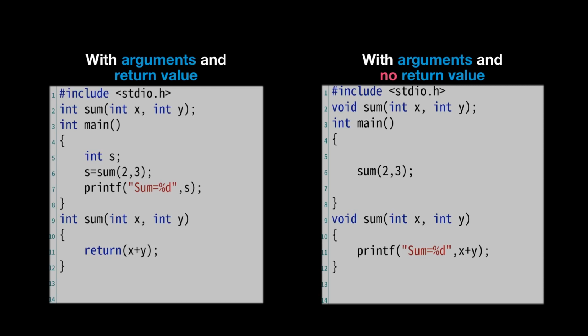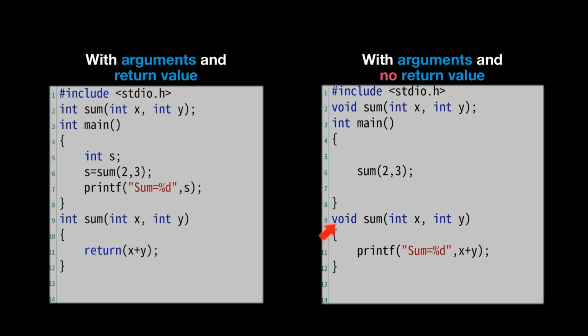Now let us look into the working examples of these four types of user-defined functions. The first one is the functions with arguments and with return value. This program I have already explained. The second type is the functions with arguments and no return value. If there is no return value, then in the function there won't be a return statement.